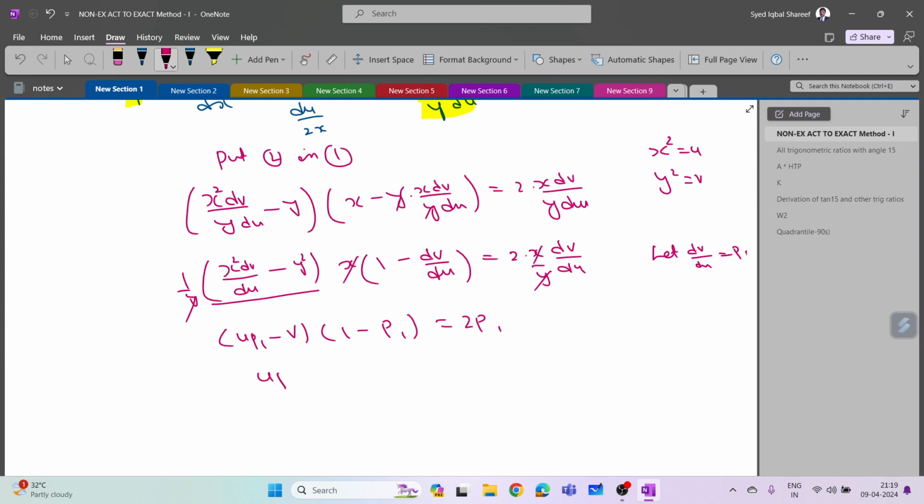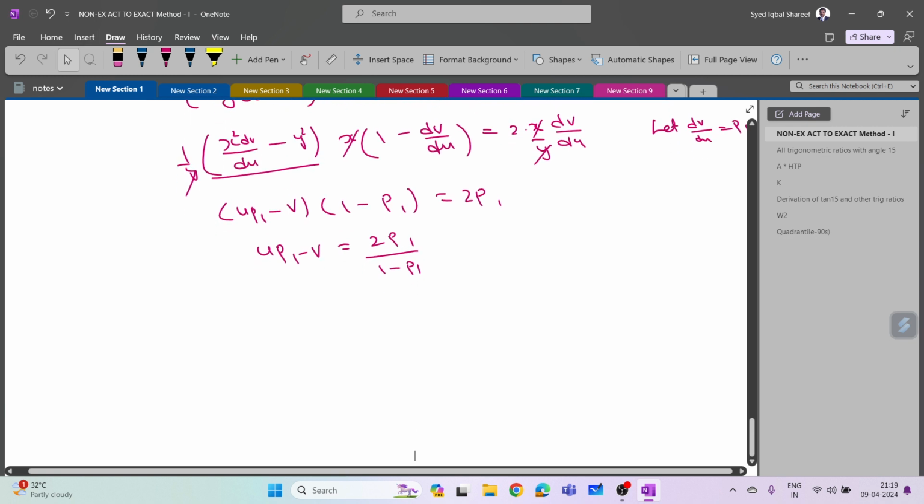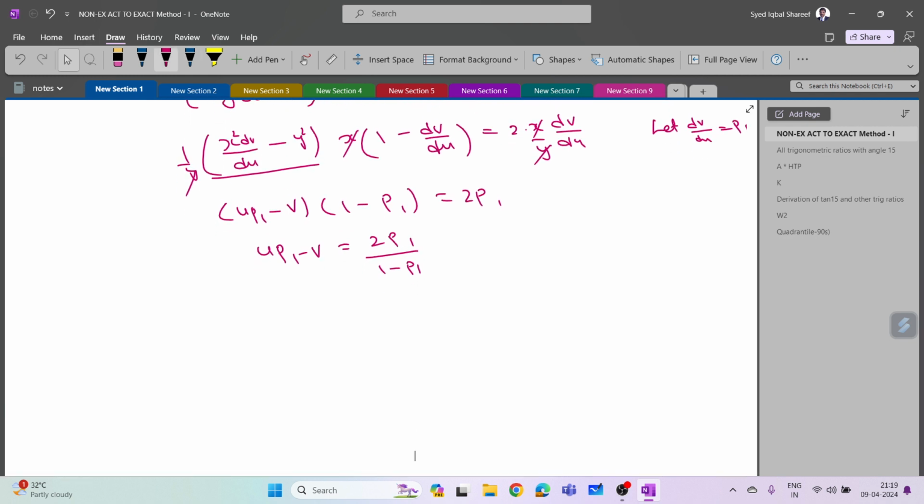So up1 − v = 2p1/(1 − p1). You may see a little bit of confusion, but I am trying to make it as simple as possible. So now we want v = up1 − 2p1/(1 − p1), which is in the Clairaut form. So p1 = c. That is our answer.